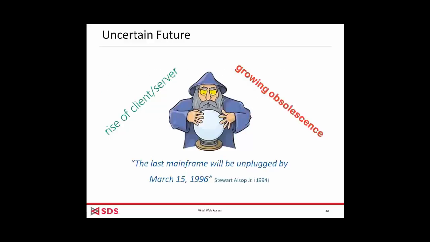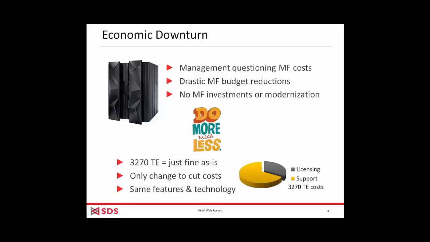In the late 90s, the buzz was that the mainframe was becoming an obsolescent technology that would soon be replaced by the new current server technology. From the mid-2000s to only a couple of years ago, the economic downturn led management to question the mainframe costs and to implement drastic mainframe budget reductions. The leitmotif was, and actually still is, do more with less. It was definitely not the time to invest in mainframe modernization.